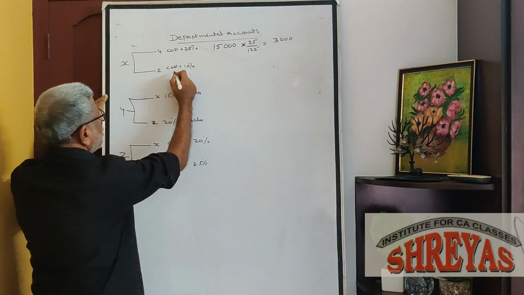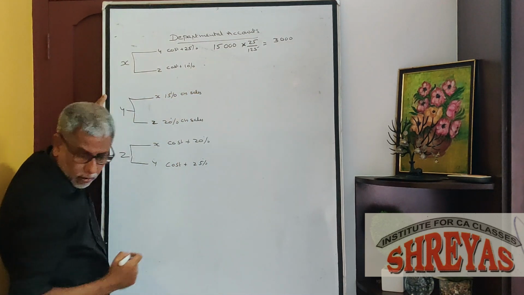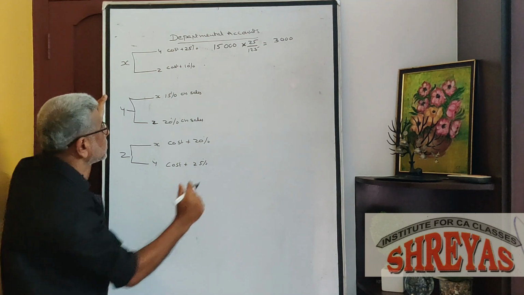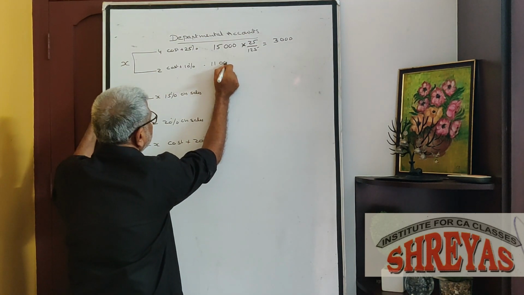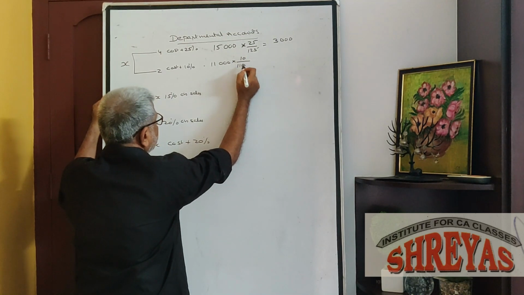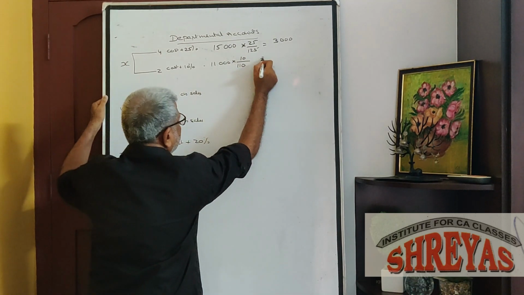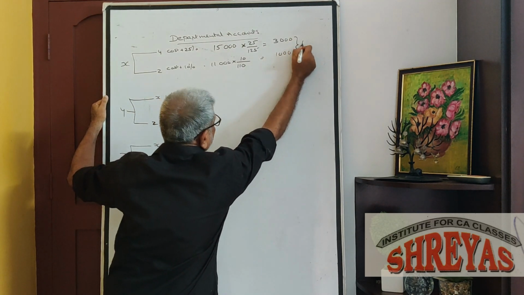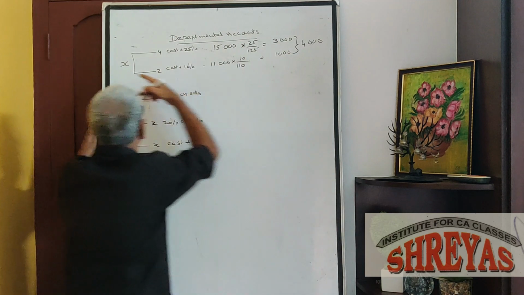15,000 into 25 by 125, that comes to 3,000. Then cost plus 10%. How much stock is lying in Z? 11,000. That is also cost plus 10%. 110 is 11,000, so the 10 is 1,000. So the total stock reserve is equal to 4,000 in department X.